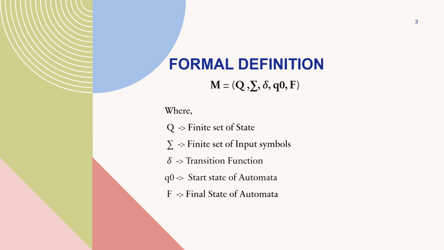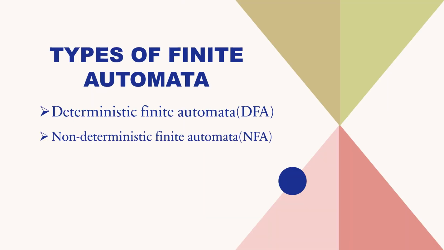Formal definition of finite automata. Machine M equals Q, sigma, delta, q naught, F, where Q is a finite set of states, sigma is a finite set of input symbols, delta is the transition function, q naught is the start state of the finite automaton, and F is the finite set of final states. Types of finite automata are deterministic finite automata and non-deterministic finite automata.